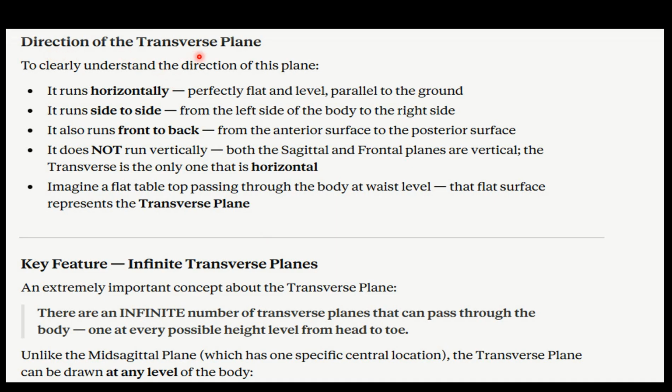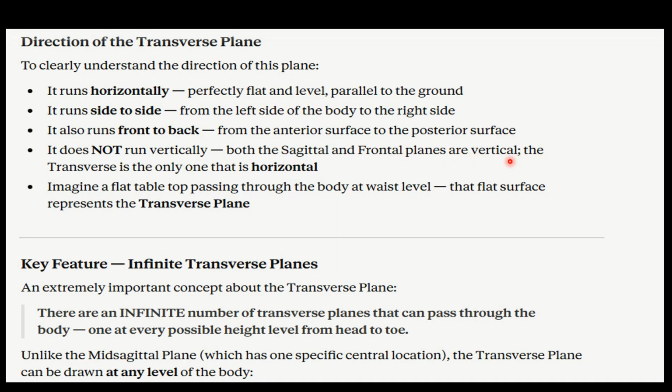Now we have the direction of the transverse plane. To clearly understand the direction of the plane, it runs horizontally, perfectly flat and level, parallel to the ground. It runs side to side, from the left side of the body to the right side. It also runs front to back, from the anterior surface to the posterior surface. It does not run vertically. Both the sagittal and frontal planes are vertical.